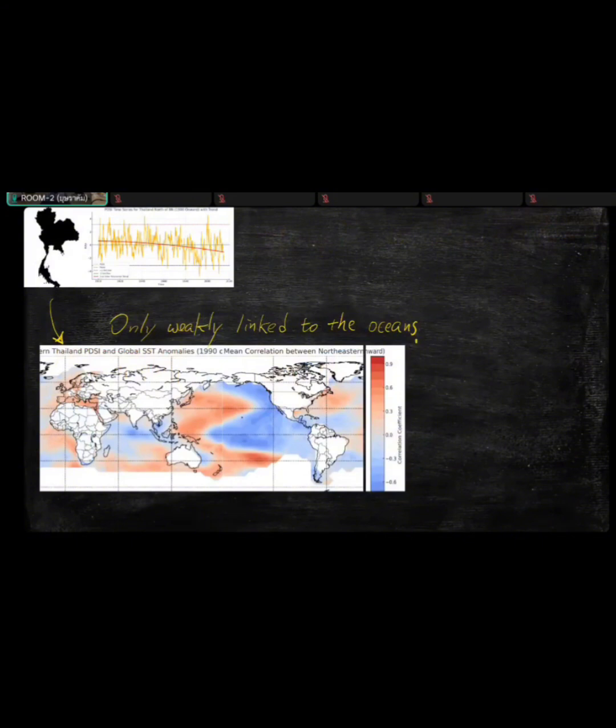Now, with the same time series, you can conduct the correlation map onto the ocean temperature. This is the direct output from sea surface temperature anomalies after the 1990s. I'll explain why.